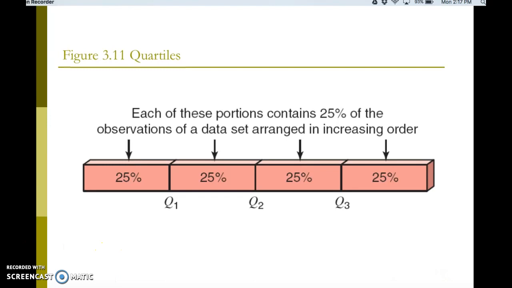Yeah, so each of the portions contains 25% of the observations. So here you can see, again, 3 cuts, which splits this into 4 equal parts, all 25%.